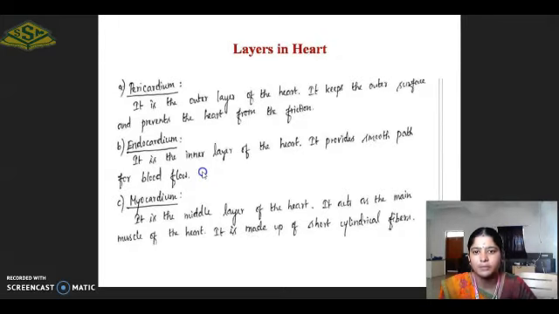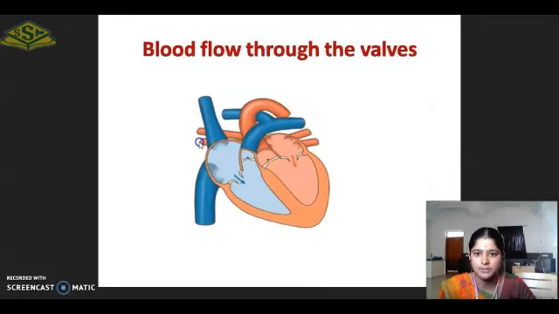The pericardium is the outer surface of the heart and it helps to protect the heart from friction. The endocardium is the inner layer and it provides a smooth path for the blood flow. The myocardium is the middle layer of the heart and it acts as the main muscle of the heart and it is made up of short cylindrical fibers.